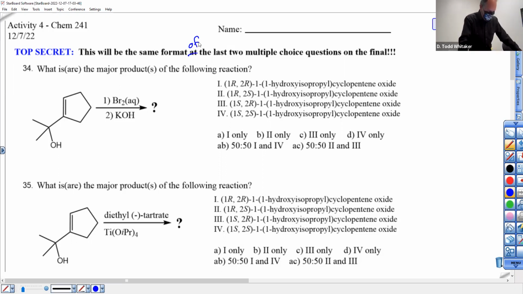The last two multiple choice questions on the final will be numbers 34 and 35. What is or are the major products of the following reaction? Okay, well, that combination makes an epoxide, and normally you're going to get a 50-50 mix of these two epoxides, where you have the O's on a dash each.